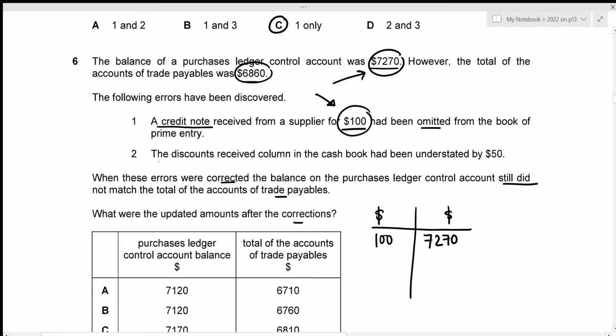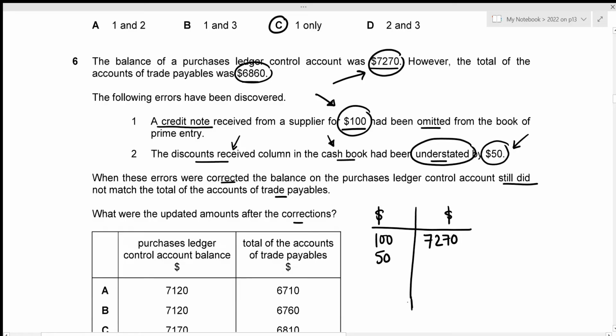Then the second error is that the discounts received column in the cash book had been understated by 50. Again, cash book is our prime entry, which is the basis for the purchase ledger control account. And the thing that had been understated there would also be understated in our purchases ledger control account, right? And discount received is an item that reduces the amount that we owe to our suppliers, which is recorded on the debit side. And if this had been understated, it just means that we need to add this 50 again as part of our discounts received. So we just need to enter this 50 as discount received on the debit side of our purchases ledger control account. Let's do that. Now that concludes all of our errors.